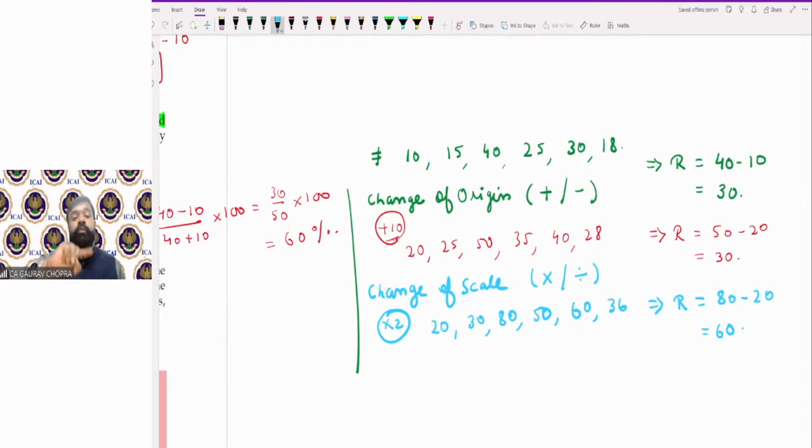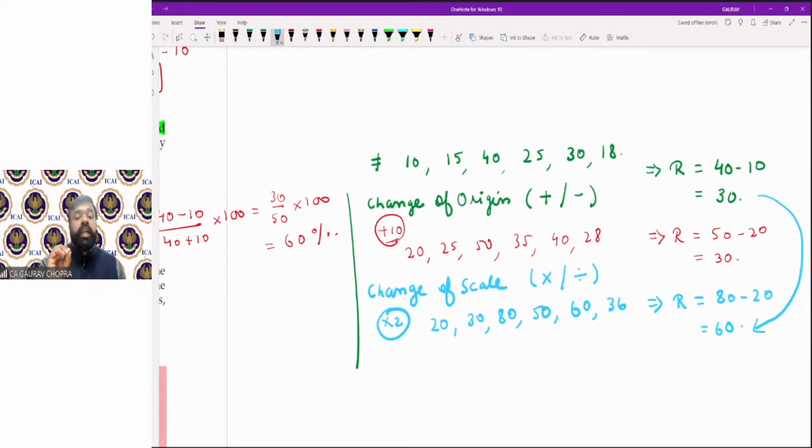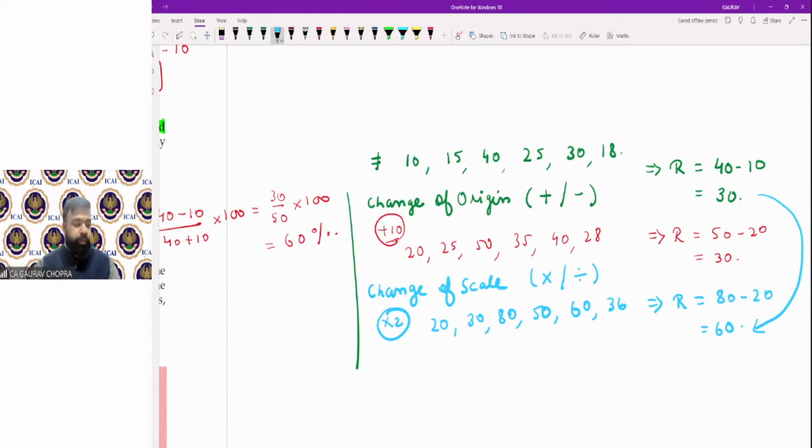अगर मैंने सारे ऑब्जर्वेशंस को डबल किया है, तो आपका रेंज भी पहले के कंपैरिजन में क्या हो चुका है? डबल हो चुका है. That means change of scale affects range, but change of origin does not affect range. Okay? यहां तक क्लियर हो गया आई थिंक. तो ओरिजिन का इफेक्ट नहीं होगा, स्केल का इफेक्ट होगा और उसी रेशियो के अंदर होगा. ऑलराइट. दिस इज चेंज ऑफ ओरिजिन एंड स्केल.